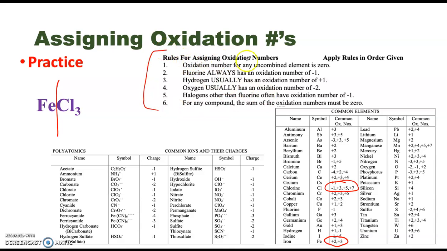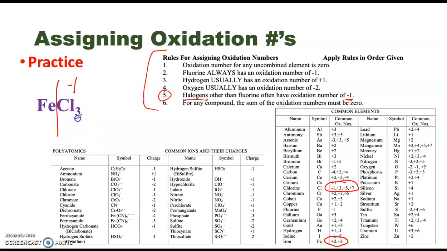Okay, halogens. Chlorine is a halogen. Halogens other than fluorine often have an oxidation number of -1. So no other rules apply to this. I take the first rule that applies and go with it. My answer for chlorine is -1.